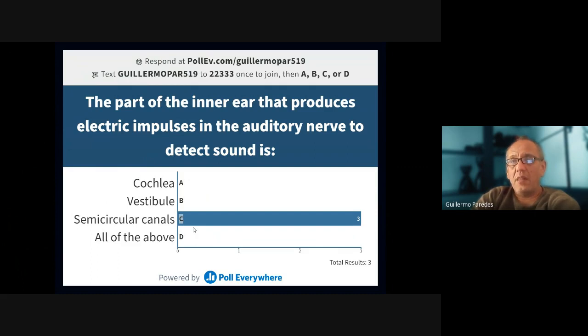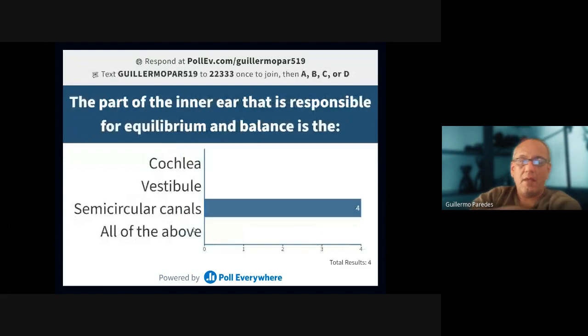The semicircular canal, the vestibule and cochlea, all of them are going to turn into electrical impulses. Because the cranial nerve number 8, the vestibulocochlear, has two components, the vestibular and the cochlear nerve. The vestibular receives information from the semicircular or labyrinthine channels. So the answer in this case is going to be all of the above. Okay? You okay with that? Yep. Okay.